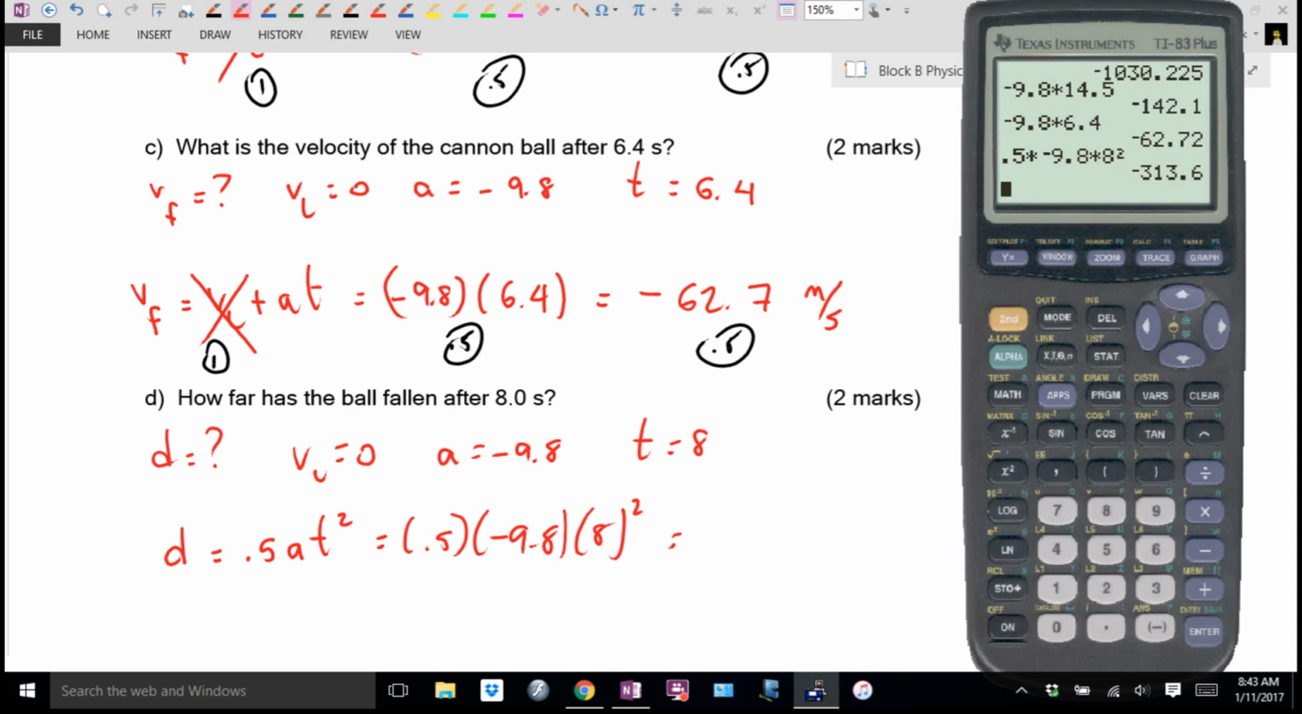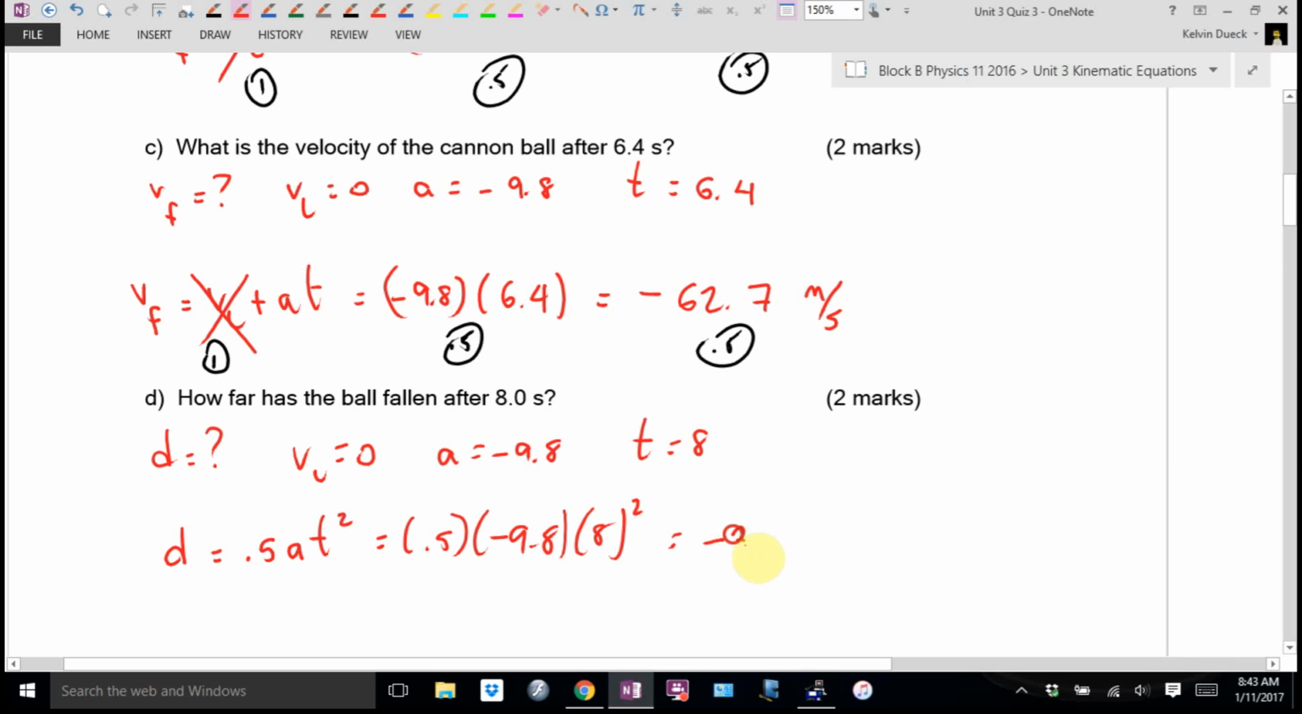Do you get negative 314? Negative 313.6. I would take that. But is that right? Yes? I'll go to 3 sig figs and at least be 3 sig fig consistent. Same as before, Zach. 1 mark, half mark, half mark.